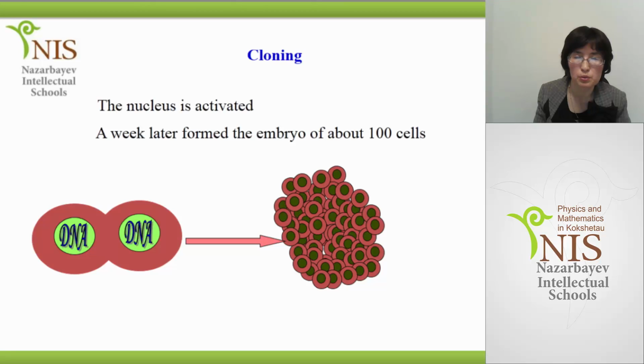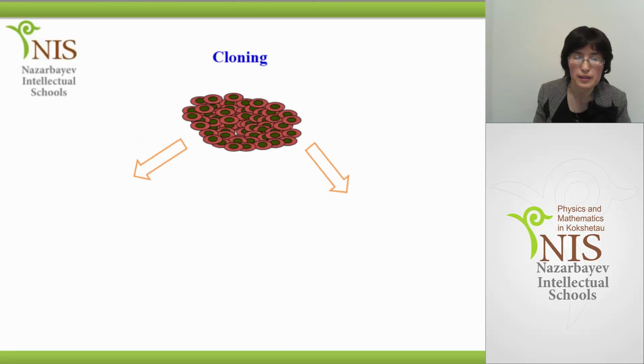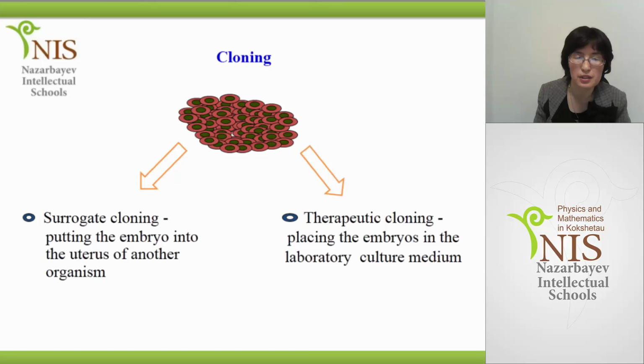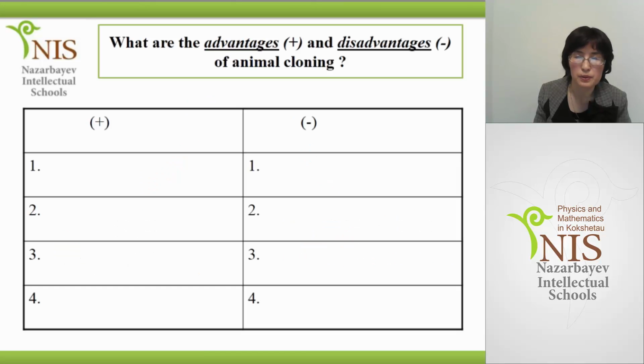Then we use two ways of cloning. First, surrogate cloning, putting the embryo into the uterus of another organism, or second, therapeutic cloning, placing the embryos in the laboratory culture medium. And now I give you tasks. You write in the table what are the advantages and disadvantages of animal cloning. Work in pairs.